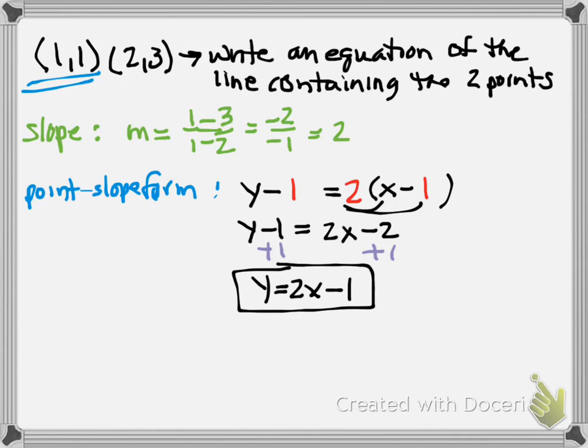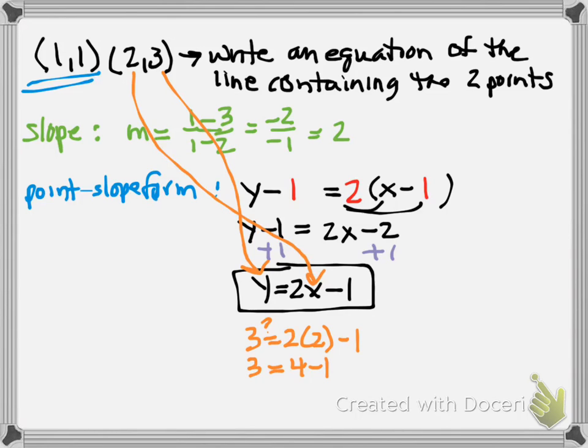So we're going to go ahead and grab this guy. And we're going to place the 2 in for the x and the 3 in for the y. And we'll see what we end up with. 3 equals 2 times 2 minus 1. And again, is that going to be equal? 2 times 2 is 4. 4 take away 1 is 3. So what this did is it gave me confidence that I had the right answer.